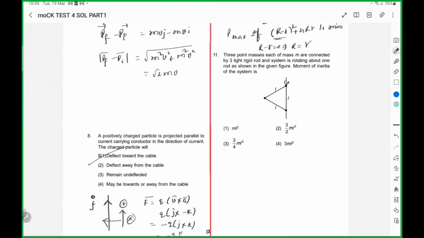The 3 point masses of each mass M are connected by 3 light rigid rods and the system is rotating about one of the rods. Let us assume that the system is rotating about AB, moment of inertia. So about this axis, masses are on the axis. With respect to them, there is no inertia. Inertia is there only due to this mass. Draw a perpendicular. It bisects the opposite side. So it is L by 2. Say some CD. CD will be root of L square minus L square by 4. So this CD will be root 3 L by 2. So M into R square, that is 3M L square by 4.